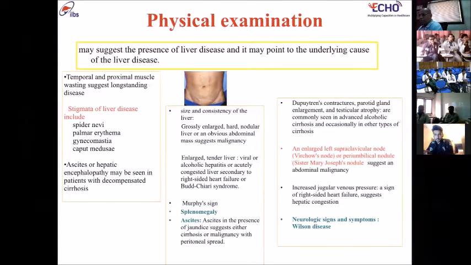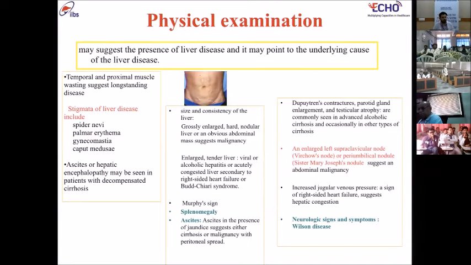Then the other signs which are specific to some diseases, such as alcoholic cirrhosis, can be Dupuytren's contracture, enlargement of the parotid glands, or atrophy of the testicles. Then extrahepatic signs of malignancy can be enlargement of the left supraclavicular node, presence of a periumbilical nodule such as Sister Mary Joseph nodule, and then the presence of increased jugular venous pressure can indicate hepatic congestion. Presence of neurological signs and symptoms can correlate with Wilson's disease.